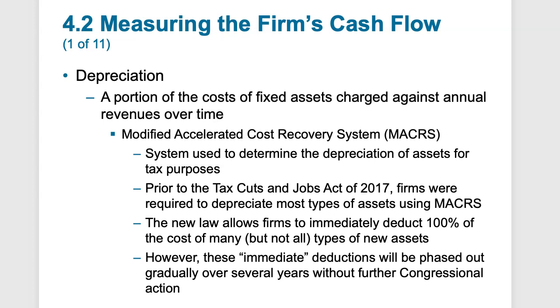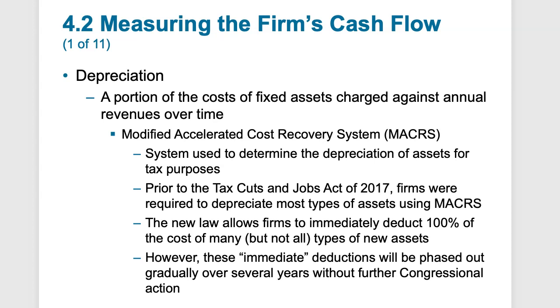One thing to remember is that the big Tax Cuts and Jobs Act of 2017 required depreciation for most types of assets to use the modified accelerated cost recovery system. But the new law allows, but does not require, firms to immediately deduct 100% of many different types of assets. So this is something a company can choose. It's sort of like a bonus or enhanced depreciation, allowing companies to more quickly or fully deduct their assets in the year that they buy them, even though the asset may have multiple years of useful life.